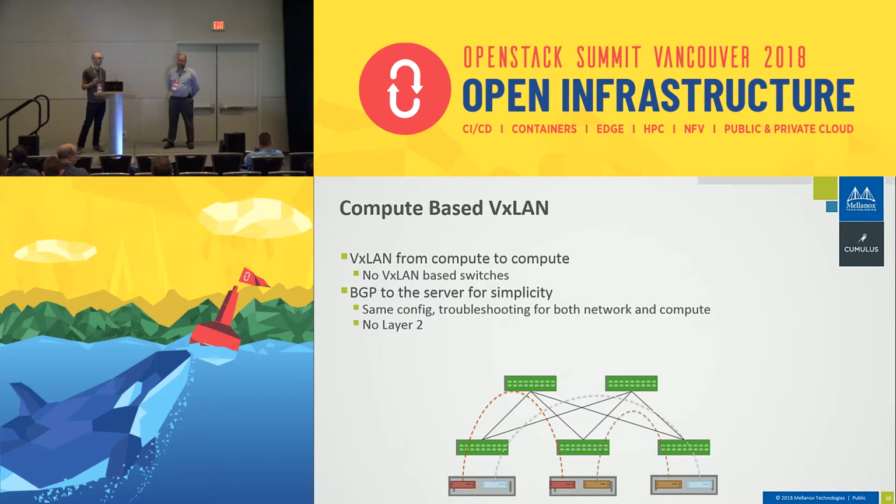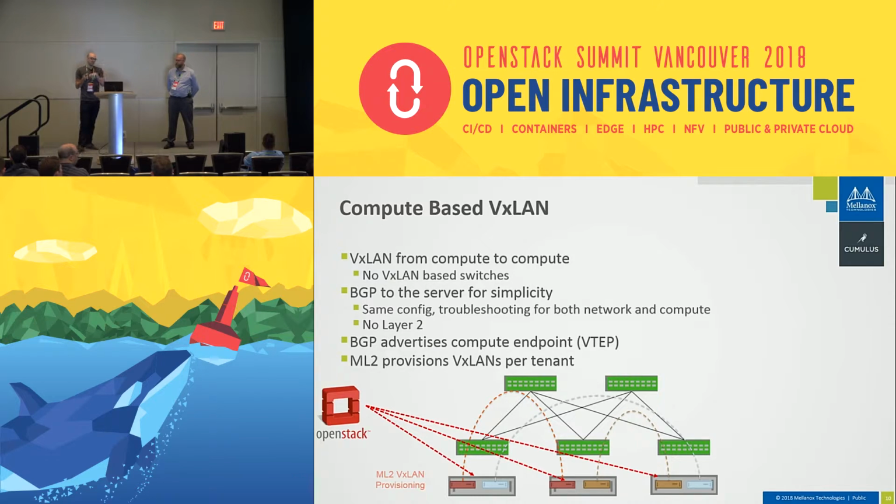So I don't have layer 2 anywhere. I don't have VLANs anywhere. It's an entirely layer 3 network. My server speaks BGP to the top of rack switch to say, hey, this is my VXLAN endpoint. And ML2 will then provision those VXLAN tunnels from compute node to compute node. So we're reducing that ML2 footprint all the way down to just compute. We have scale pretty much as large as you can build, and no VLANs, no shared blast radiuses anywhere.